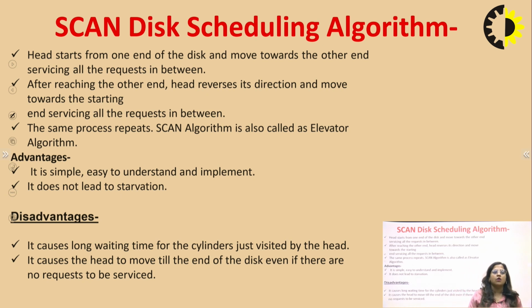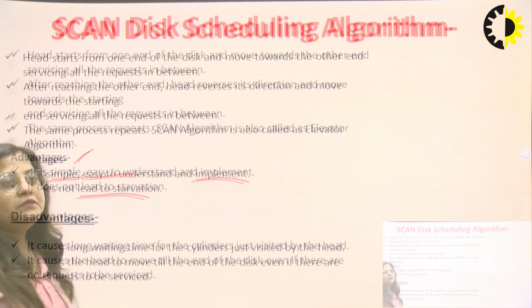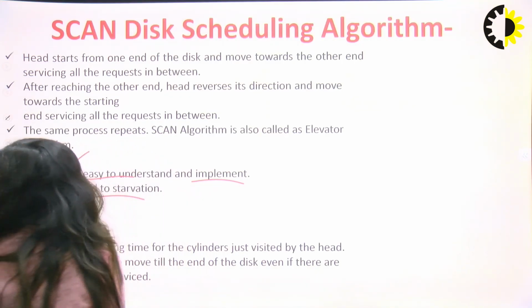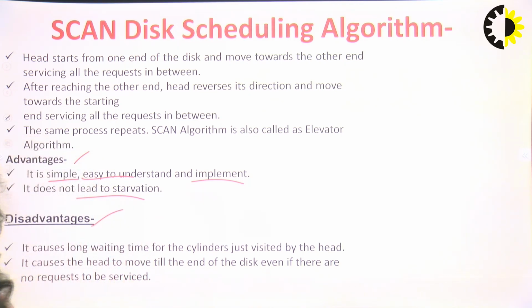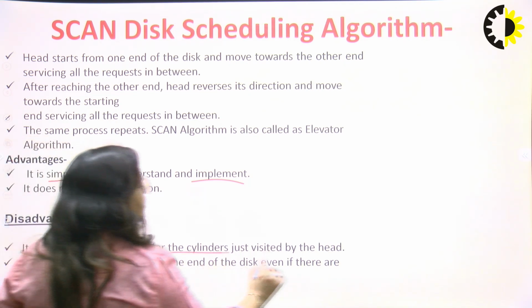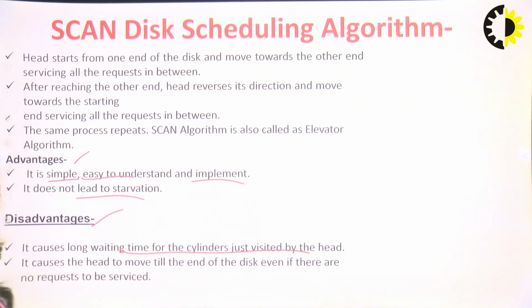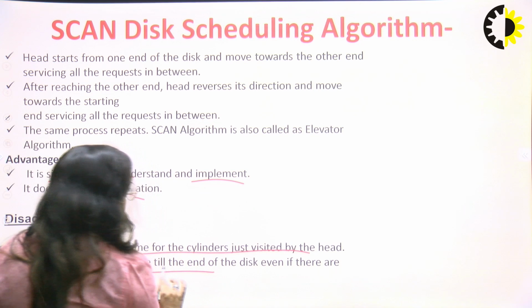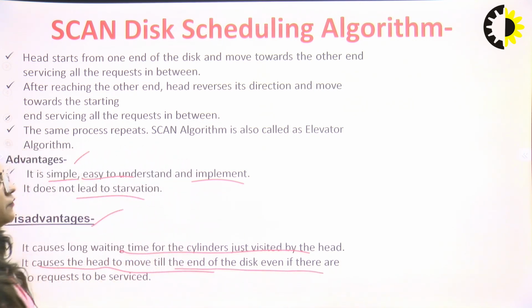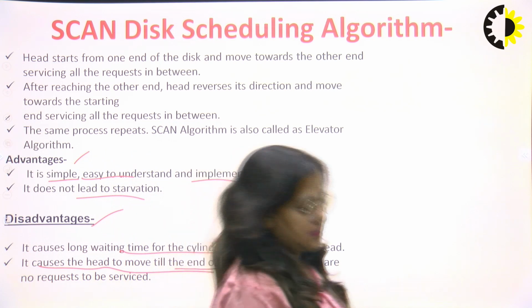The SCAN algorithm is also called the elevator algorithm. The advantages of this algorithm are that it is simple, easy to understand, and easy to implement. It does not lead to any kind of starvation problem. The disadvantage is that it has a long waiting time for cylinders just visited by the head. The second disadvantage is that it causes the head to move till the end of the disk even if there are no requests to be serviced.